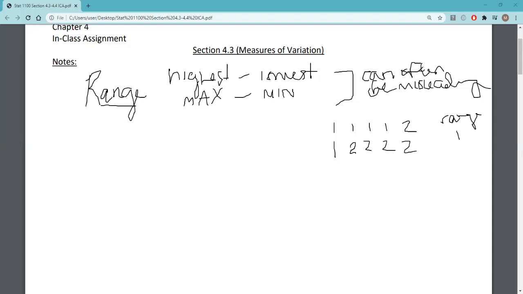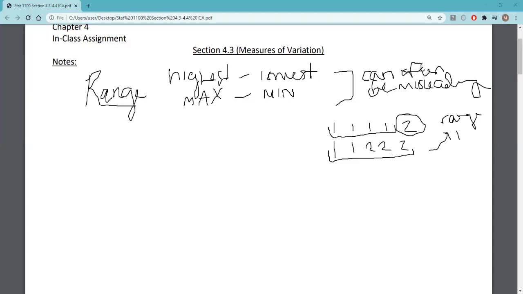Actually, let me try a different example here. 1, 1, 2, 2, 2, for example. So we still have the same range value, but we can see that we do have a little bit different of a variation in our data set than we do in that first one. Before, we could almost consider 2 to be an outlier, since most of those values were 1. Here we can see that the data values are actually more evenly spread out between the two different data values, 1 and 2. So we have the same range, but it's giving us different pieces of information.